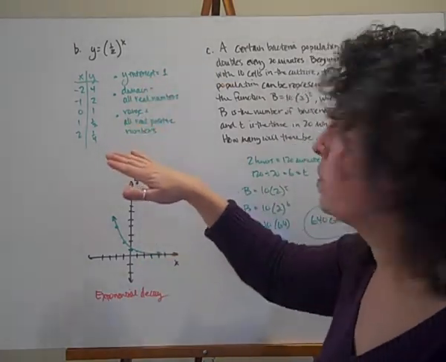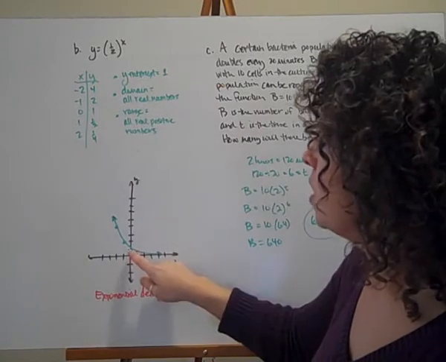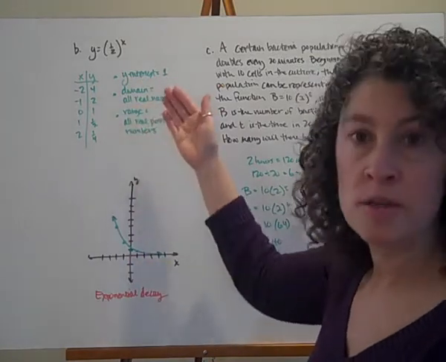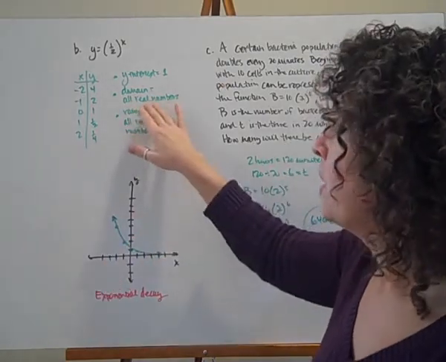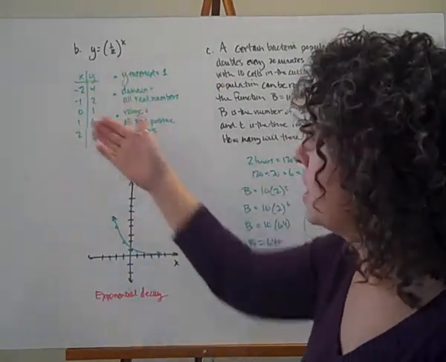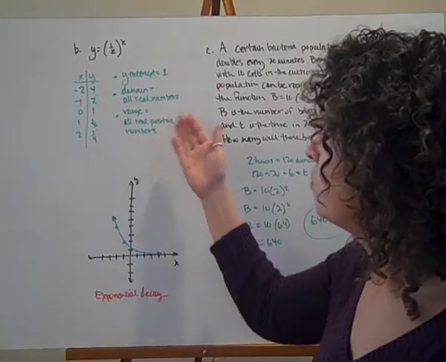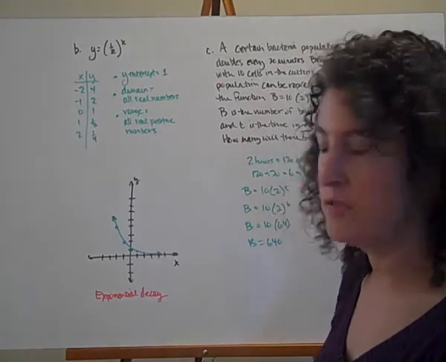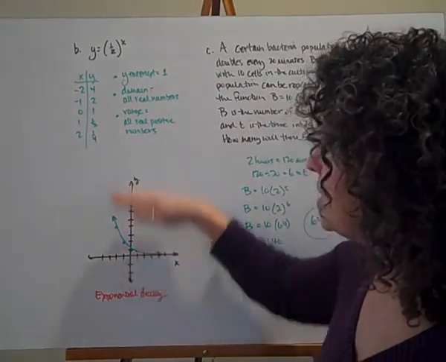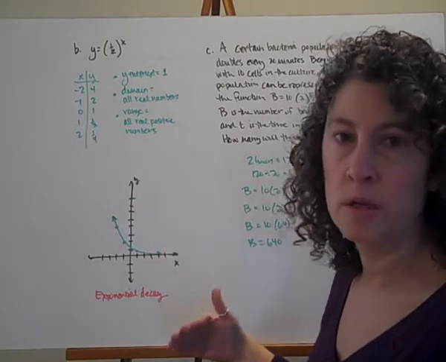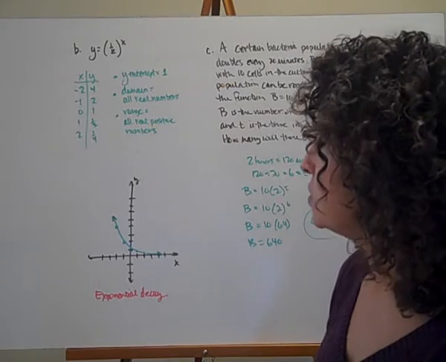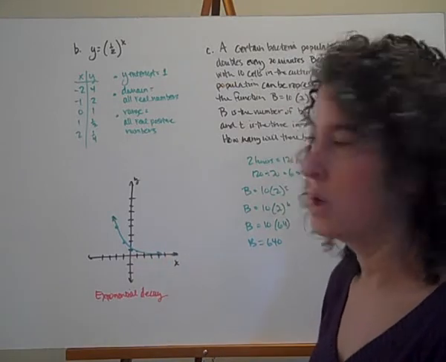To go back and answer some of our questions here, our y-intercept is 1. Our domain, and you can write it this way, or you can use the set notation that we used in the first example, our domain is all real numbers. We can choose any kind of real number we want here. And our range is all positive real numbers. So for this one, we can use any number that's larger than 0, which happens to be all positive real numbers. So here's our exponential decay, what that looks like on our graph.